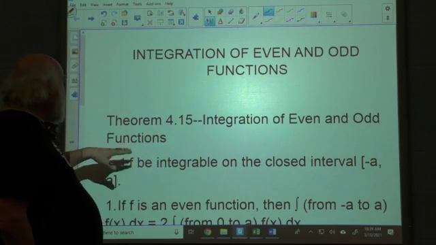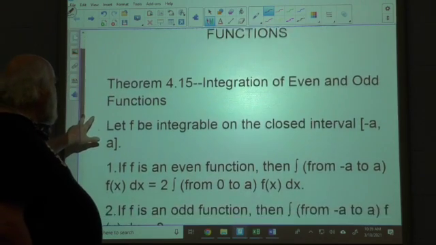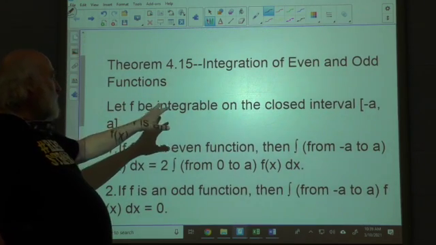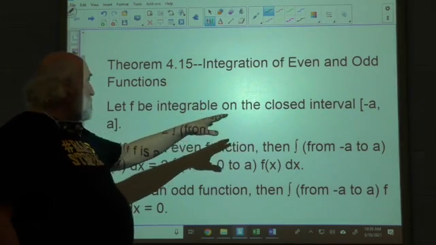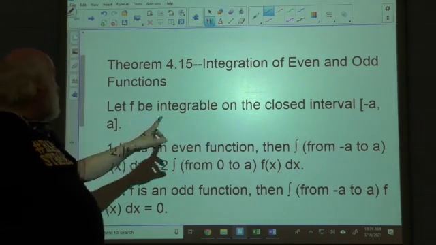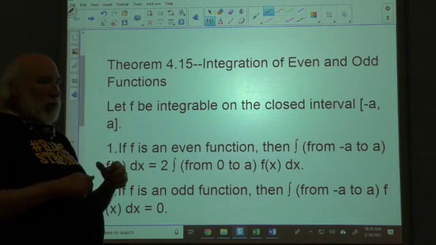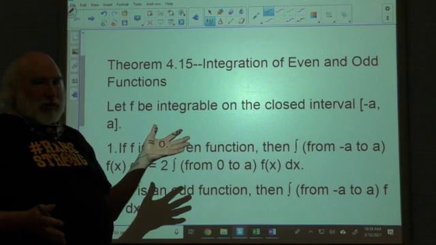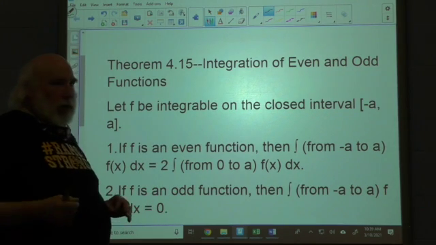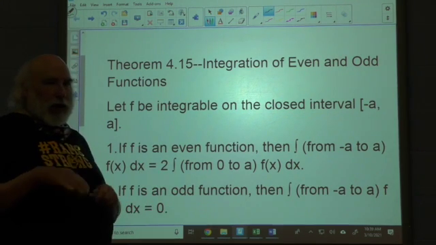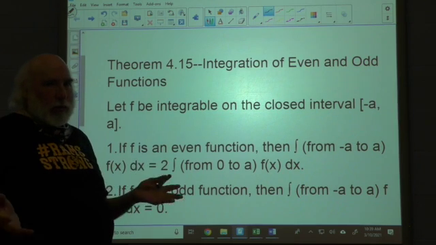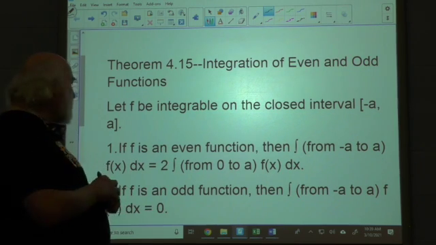It's the integration of even and odd functions, and it's basically saying that if f is integrable on the closed interval from negative a to a, and that's really important, that f has to have a beginning and end point that are the same number, only on opposite sides of 0. And the reason for that is because we can split it in half and do half of it and then double it for the entire one if that is a necessity.